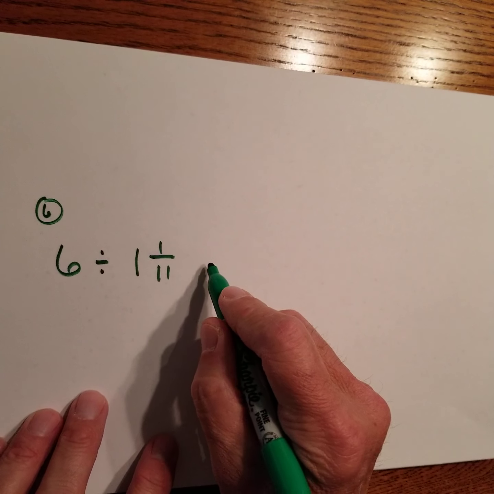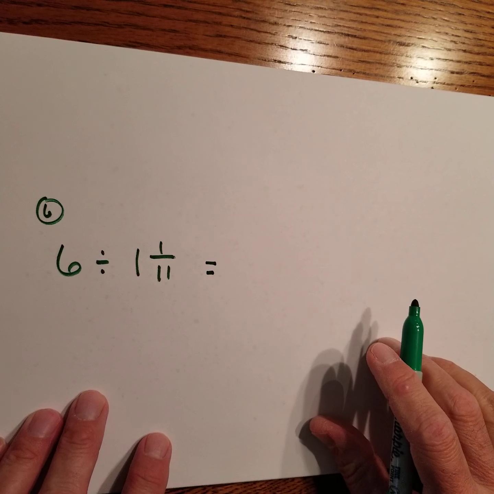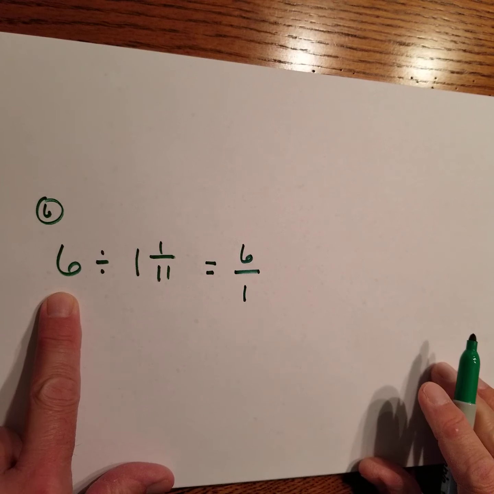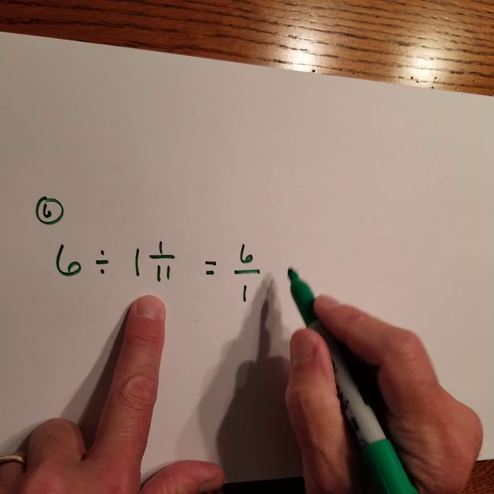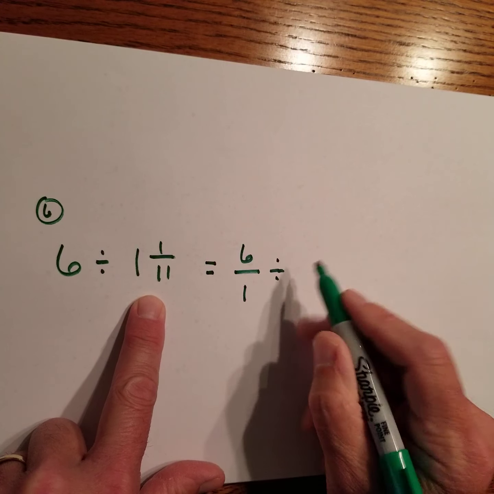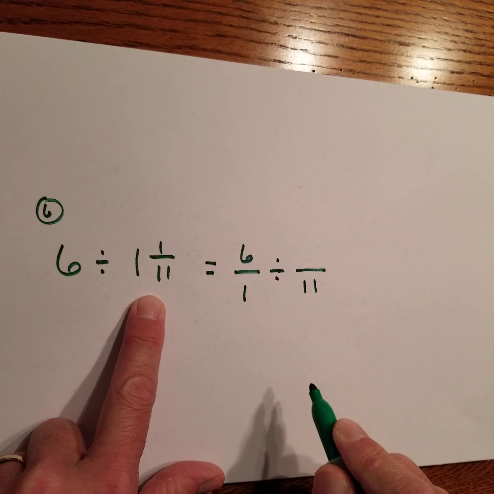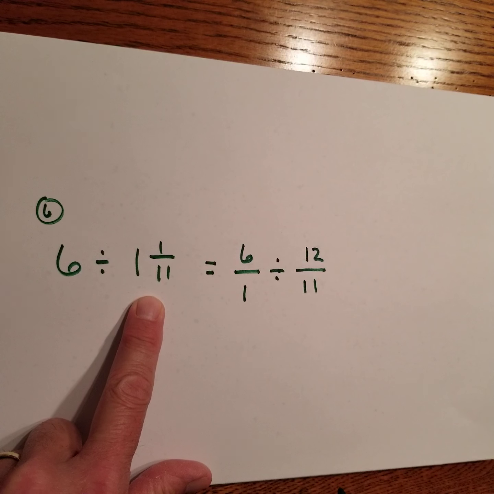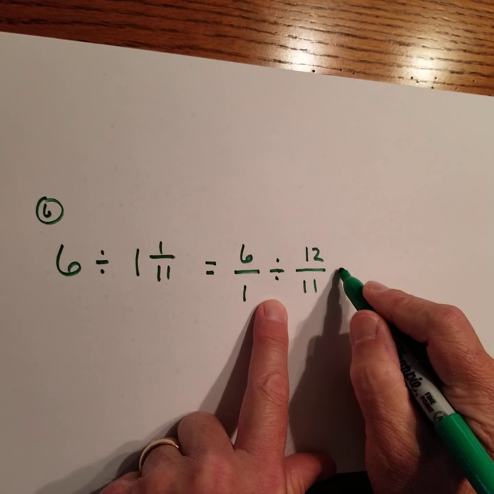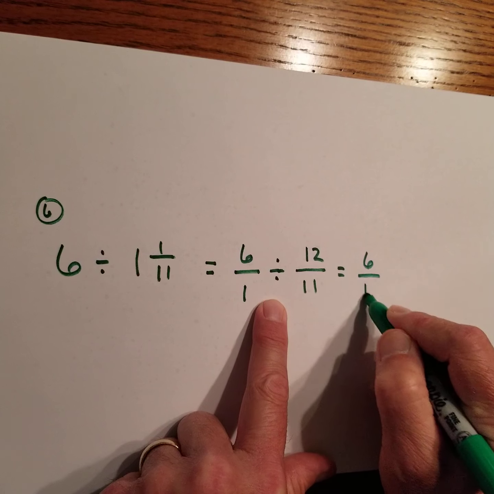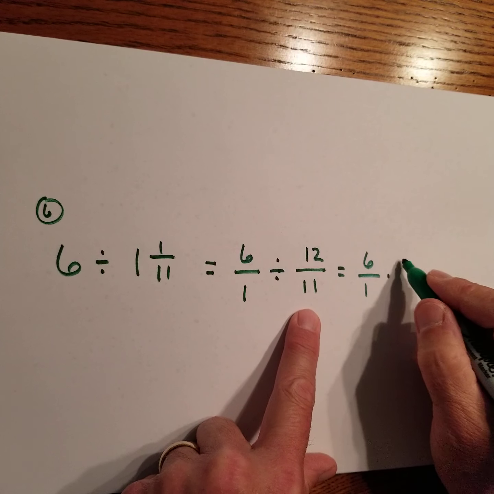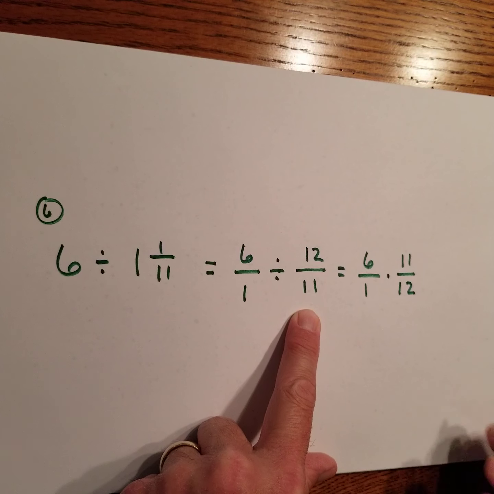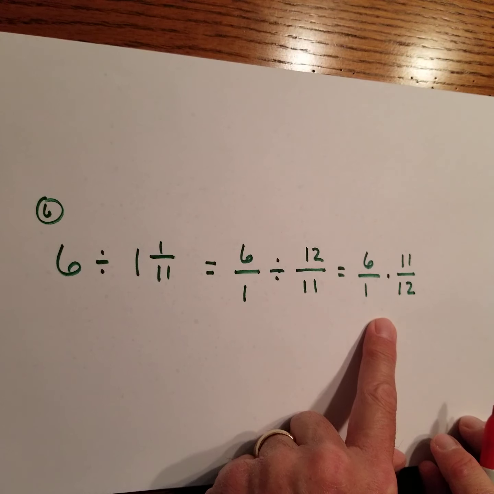Here we're dividing with a whole number and a mixed number. Let's make the whole number look like a fraction by putting it over 1. Change the mixed number into an improper fraction. 1 times 11 plus 1. Now change division into multiplication by taking the reciprocal of the second fraction. Look for tops and bottoms that reduce.